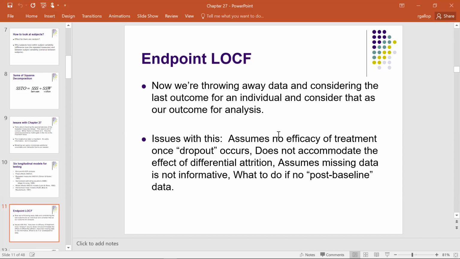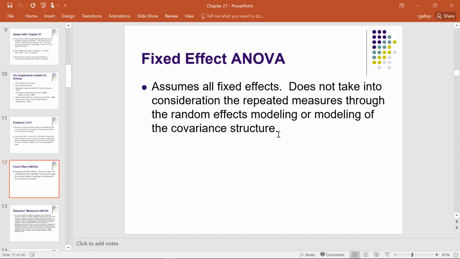Additionally, it assumes no treatment effect once the dropout or the missingness has begun. So it doesn't accommodate the effect of differential attrition. It assumes missing data is not informative. The big question though is, okay, if it's not informative, what do you do if there's no post-baseline data? From our perspective, it doesn't really matter. We just lay out some of the restrictions, some of the worries of the model.